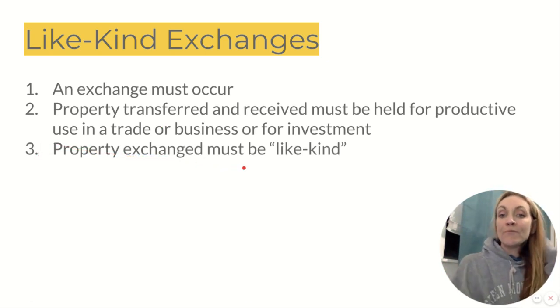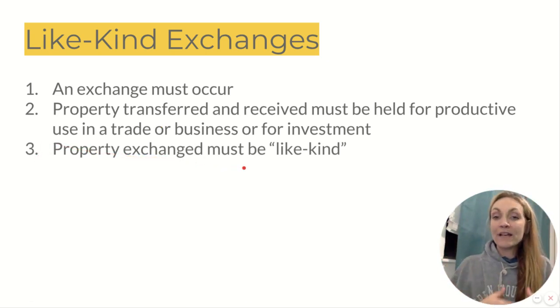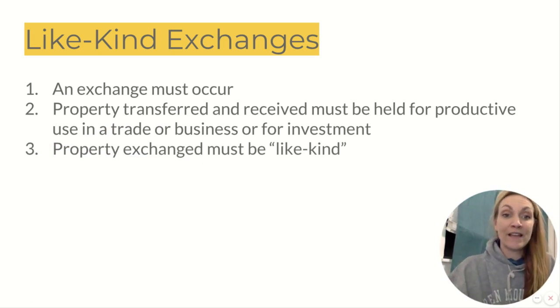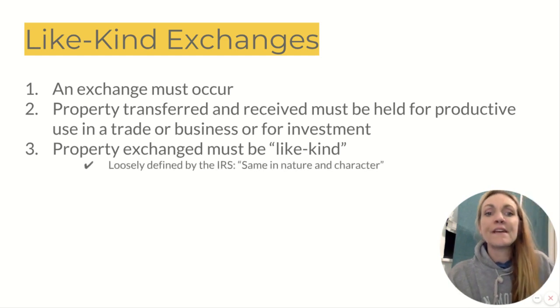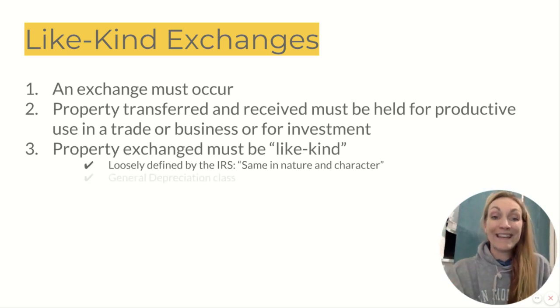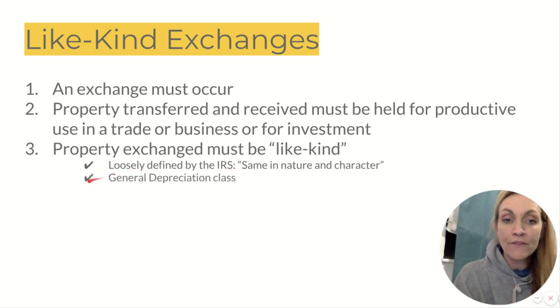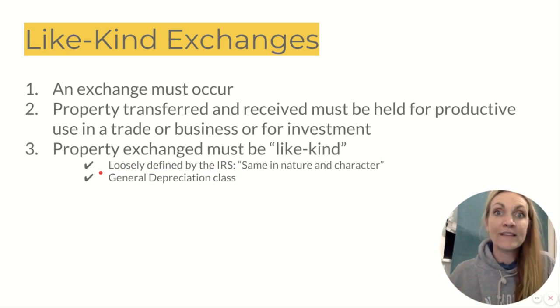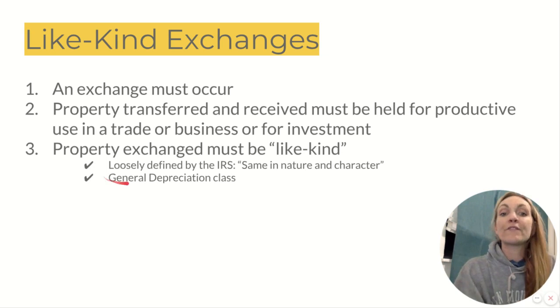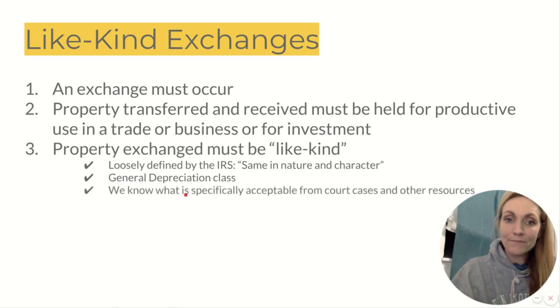So the property exchanged must be like kind. Now, when it comes to real estate, this is actually a pretty broad category, anything in the real estate category. This is a fairly loose definition for the IRS, same in nature and character. And so for that, the general depreciation class applies. So if something was 7-year property for depreciation, remember, which applies when we purchase the asset, then you could exchange a property for 7-year depreciation, as long as it was in the same class.